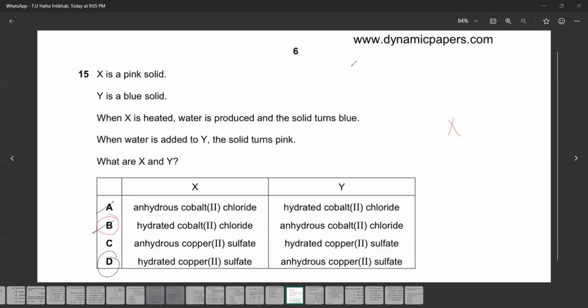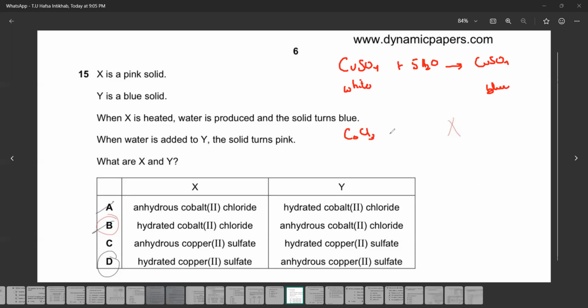So when we have copper sulfate, which is anhydrous, without water of crystallization, what is the color of anhydrous copper sulfate? It is white in color. When water is added, it will turn into hydrated copper sulfate. And what is the color of hydrated copper sulfate? That's blue.